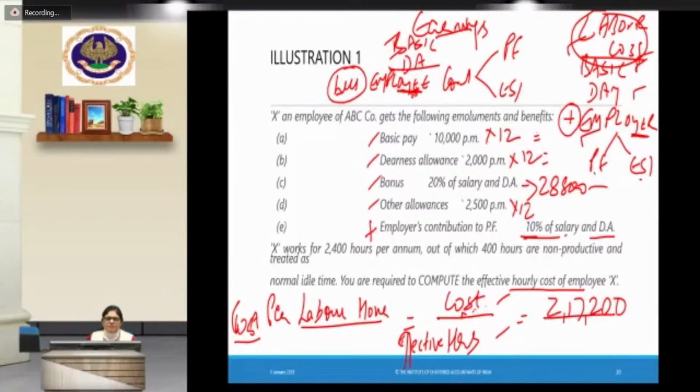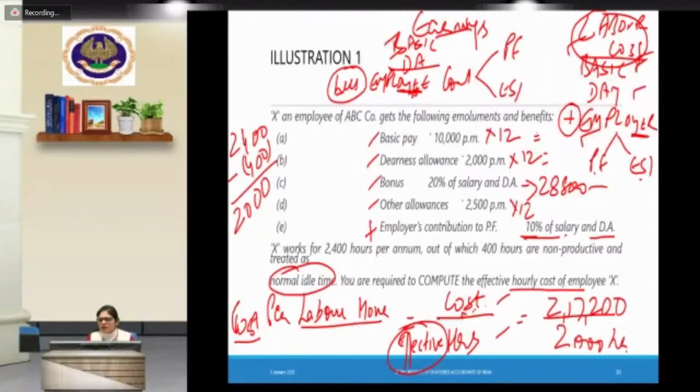Now the effective hours. Effective hours means 2,400 hours, out of which 400 hours are non-productive and treated as normal idle time. Normal idle time we can always deduct. It's just like the normal loss of material which we discussed: minus 400, the normal idle time. Clear? So it will be 2,000 effective hours. We always take effective hours here.